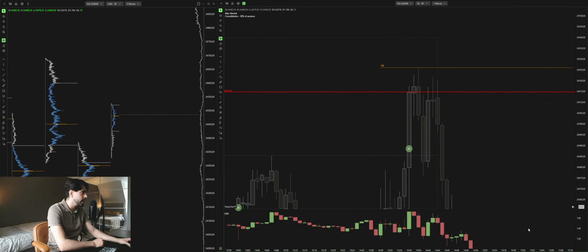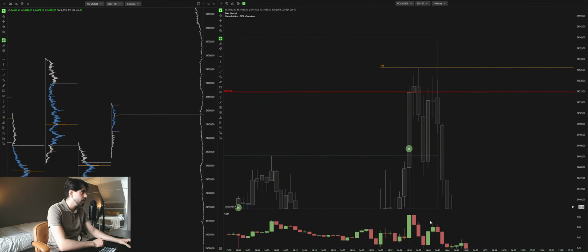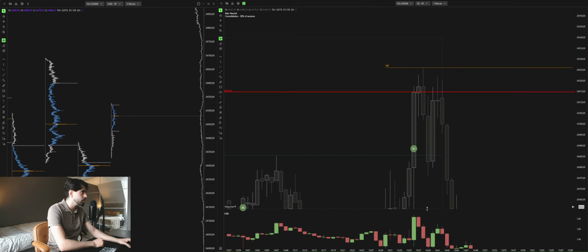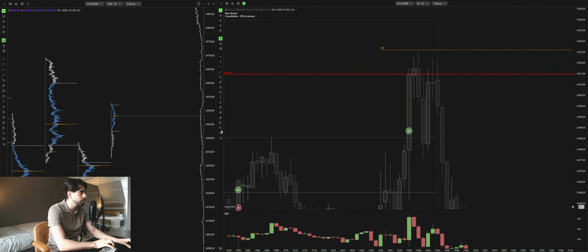I was looking at the CVD, and let me just make sure. Wait, is it this one? This is the one, okay? On CVD, I saw this candle forming. It showed that they got absorbed. Buyers tried, but they failed at the top. This is a sign of absorption. So I put a sell limit, sell stop here, covered above.